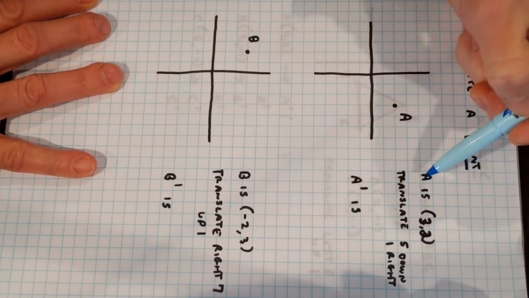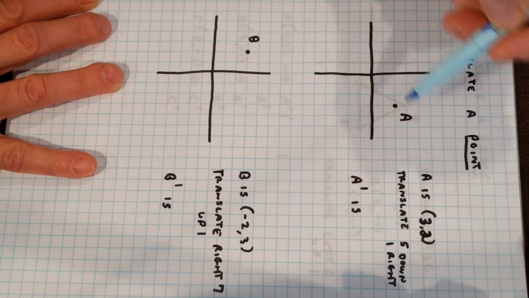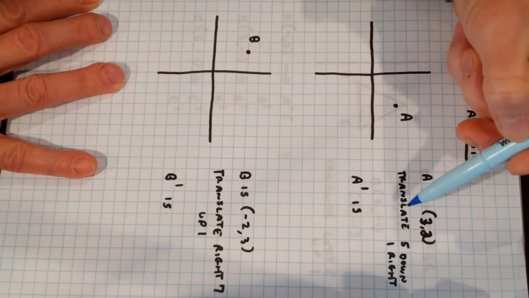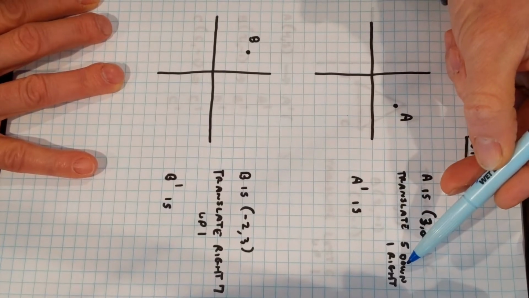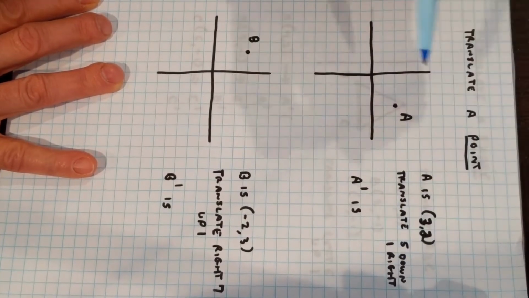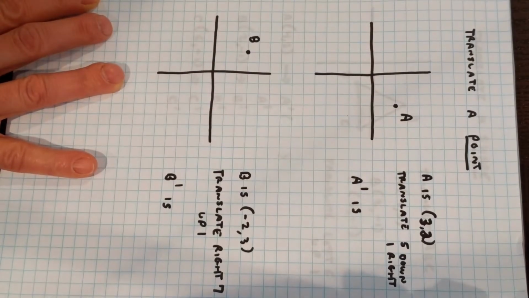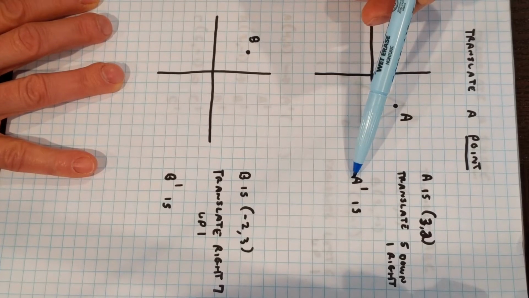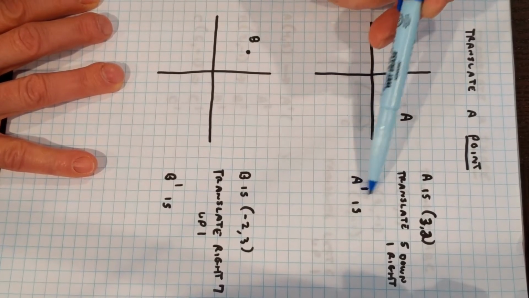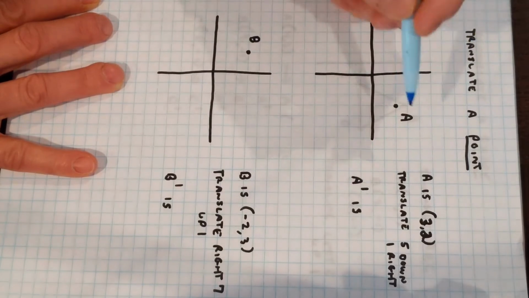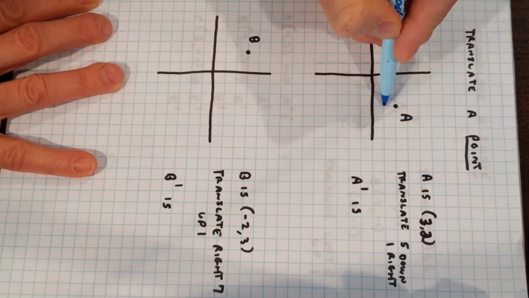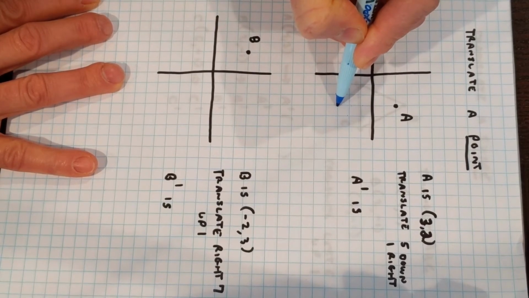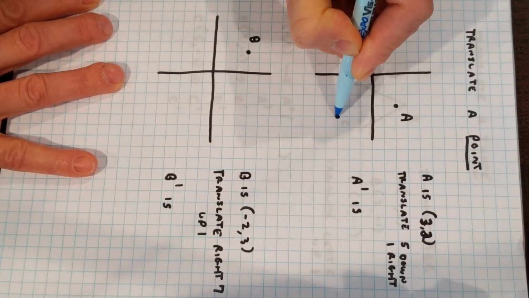So they can give you the point A is (3, 2), which is this point located here: 1, 2, 3, up 2. (3, 2). Translate it 5 down and right 1. So if I'm to do that, I've got to create an image point. Now that's what this A tick is. It means the new point. So translate 5 down: 1, 2, 3, 4, 5. Then over, right 1. Boom.